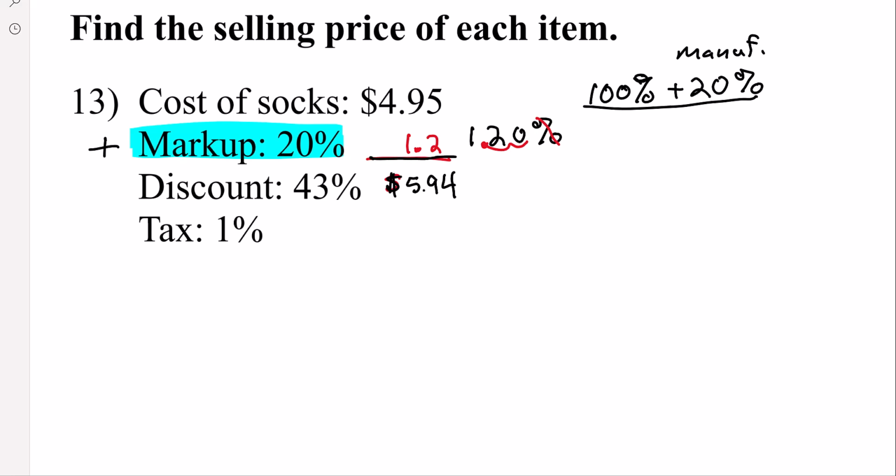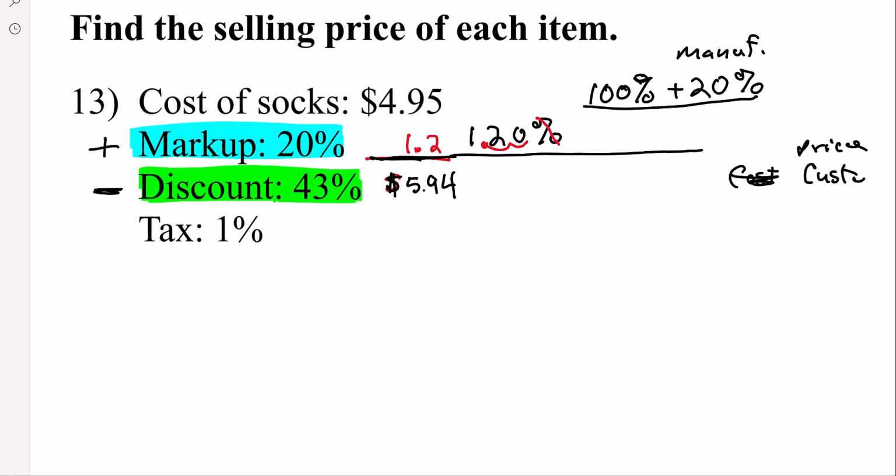So this right here is the cost to the customer, or the price for the customer. Well, now you've had those socks for a while and you realize, uh-oh, I bought duds. So I'm going to have to put them drastically on sale to make room for more socks that people want. Discount means subtract. So this right here is now the new 100%.